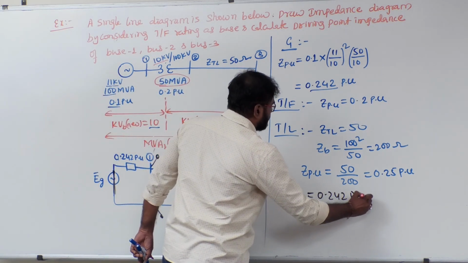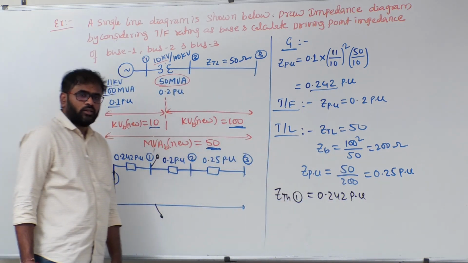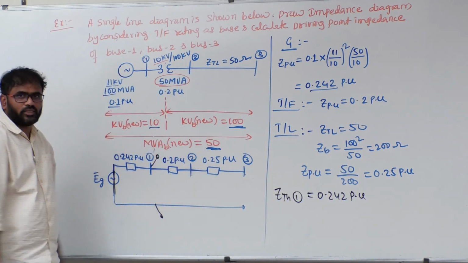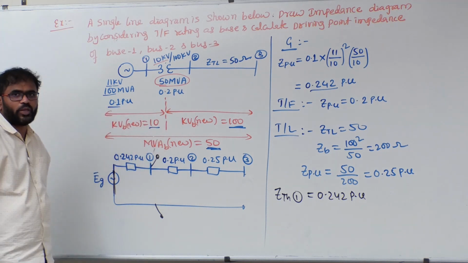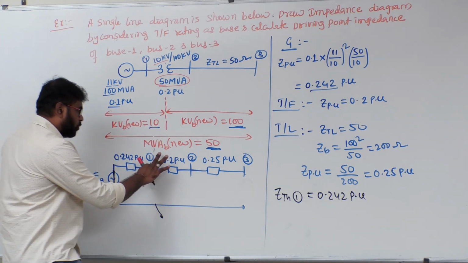0.242 per unit. Okay? The Thevenin's impedance or driving point impedance are the same. That is 0.242 per unit from here. Okay, that's about bus 1.